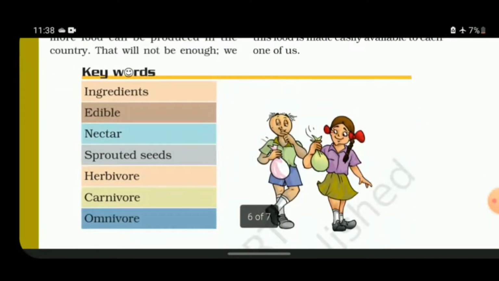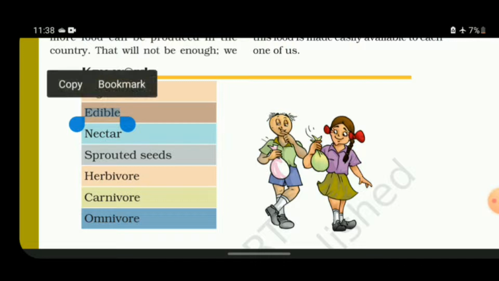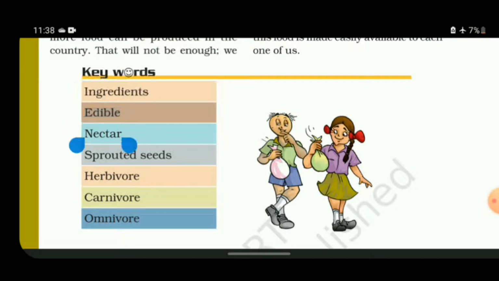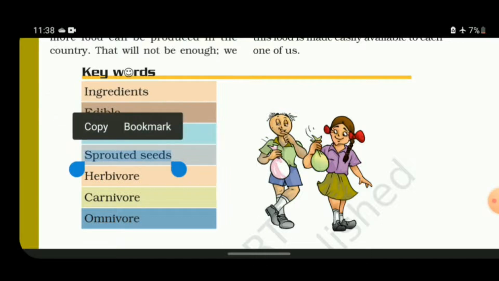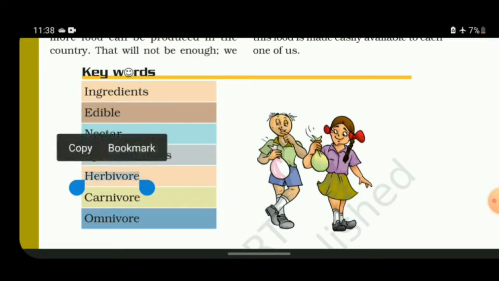Keyword: ingredients means one of the items of food you need to make something to eat. Keyword: edible means eatable, good or safe to eat. Keyword: nectar means the sweet liquid that bees collect from flowers to make honey. Keyword: sprouted seeds means seeds that have begun to grow.